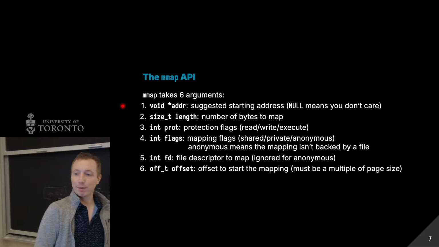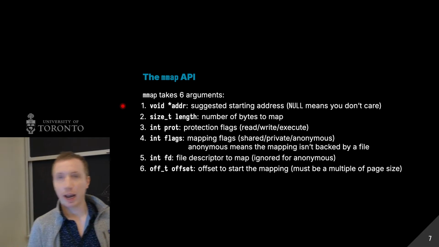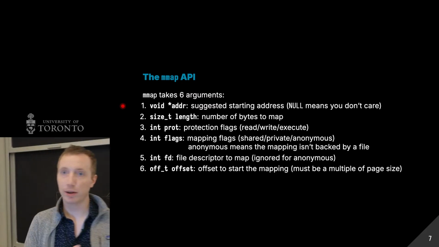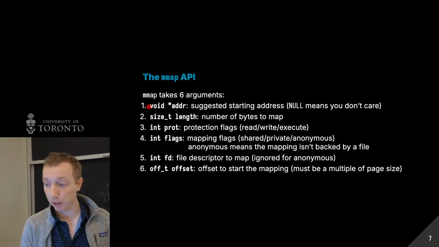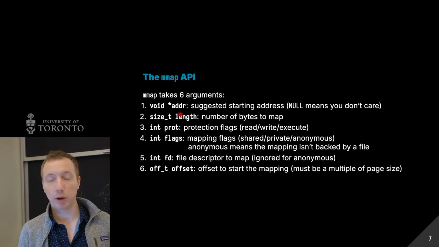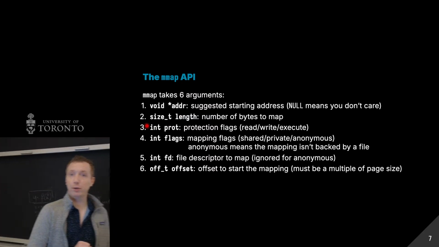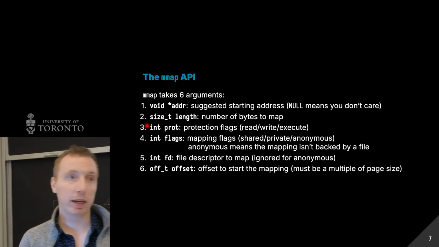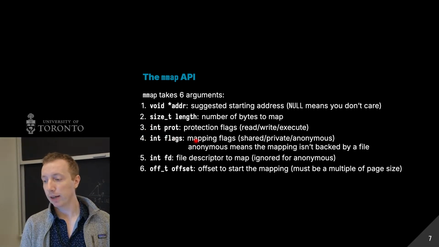The first argument is an address. You can say, hey, kernel, I want to start at this exact virtual address, set up the mapping for this exact virtual address. You can also pass null if you don't care what specific virtual address you get returned. Then the length, the number of bytes to map. Then some protection flags that should look familiar, like the bits on a page table entry, so whether or not I can read, write, or execute a page. You can imagine how this is implemented. Then some mapping flags.